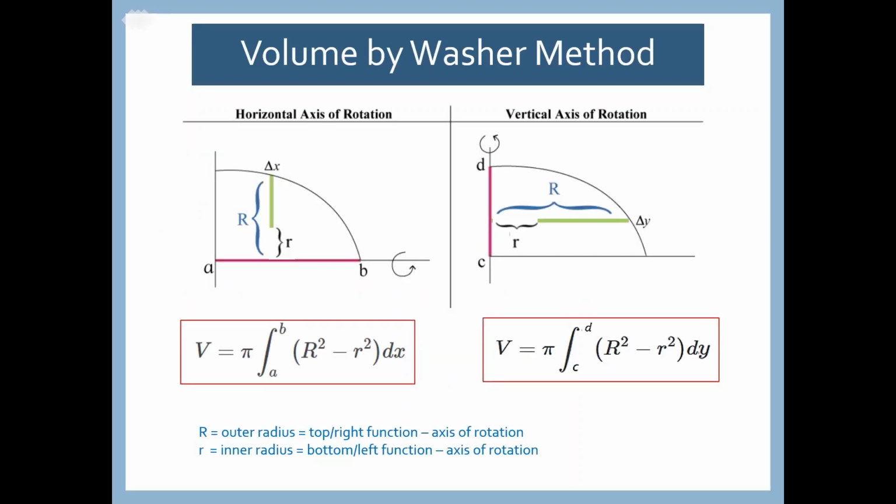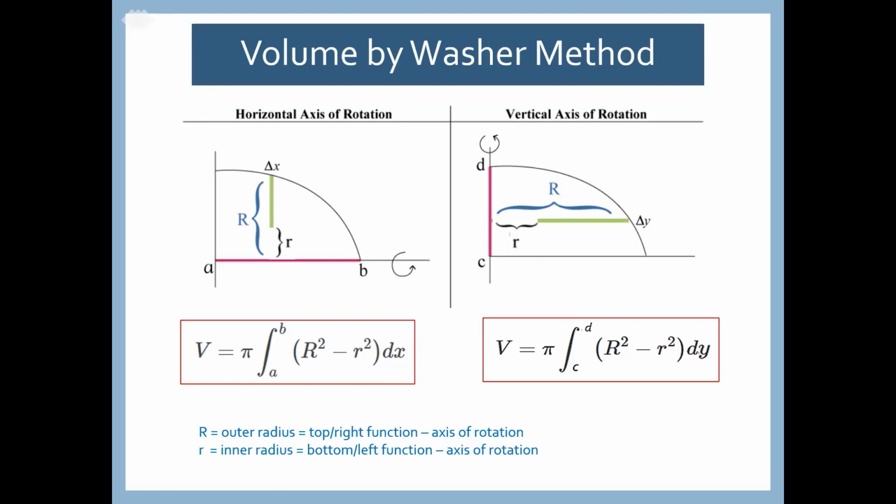Thus, to find the volume of a solid of revolution about the x-axis or y-axis, we need to integrate the volume with respect to x and y respectively as given by the following formula. Take note that when the rotation is at the horizontal axis, the capital R, which refers to the outer radius, is equal to the top function minus the axis of rotation, and the small r, which refers to the inner radius, is equal to the bottom function minus the axis of rotation.